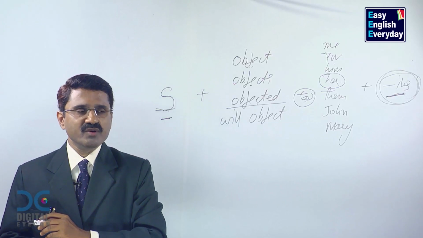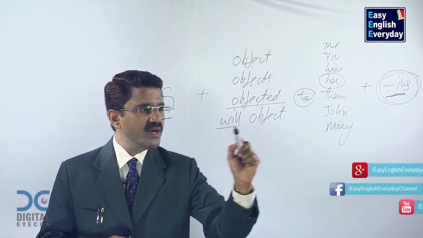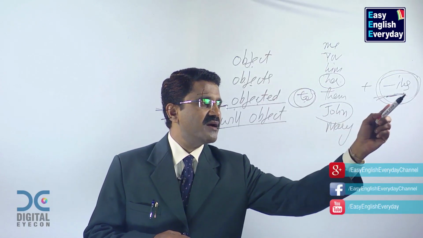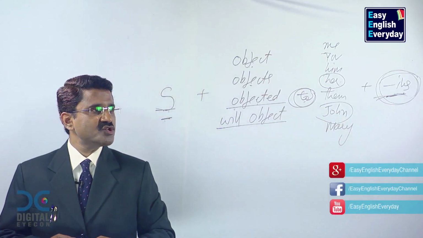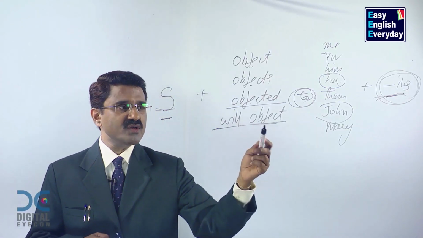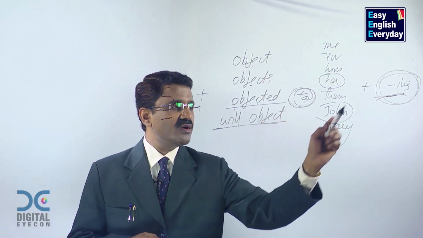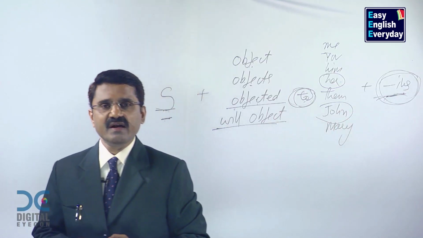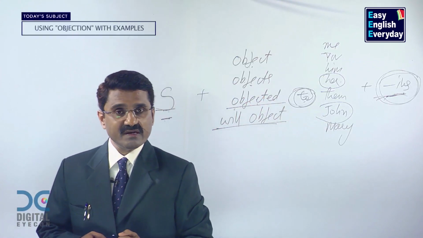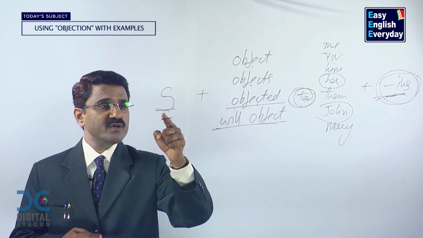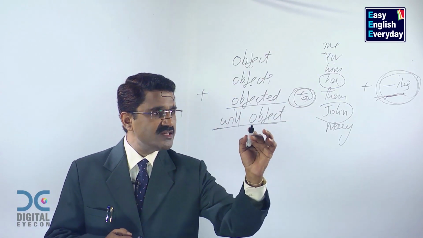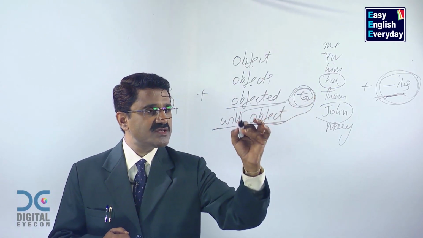The traffic policeman will object to John parking the car beside the shop. The traffic policeman will object, future tense, to John parking the car beside the shop. John may park the car beside the shop, but traffic policemen are going to object to that. So make it a point to remember object to.